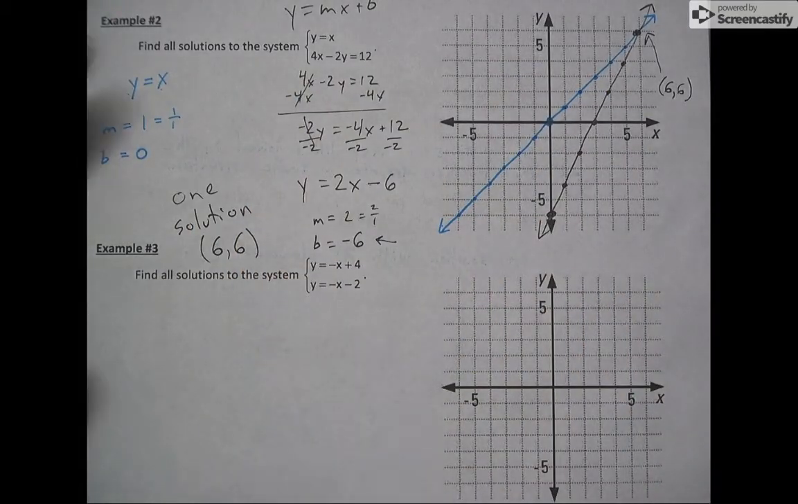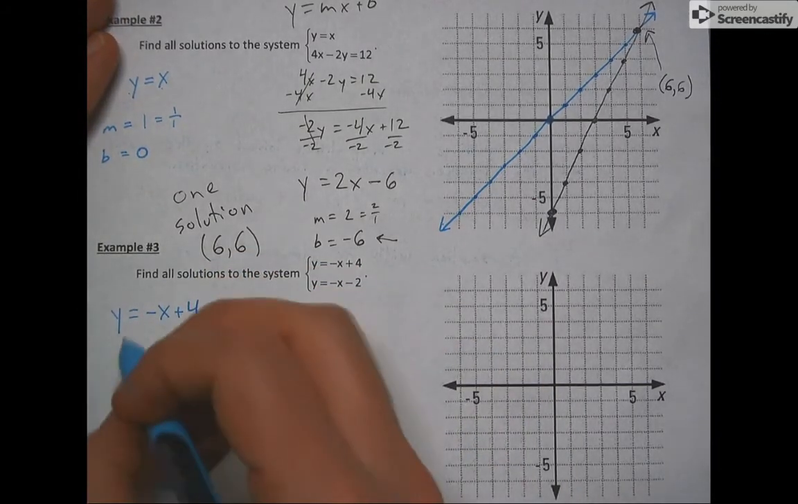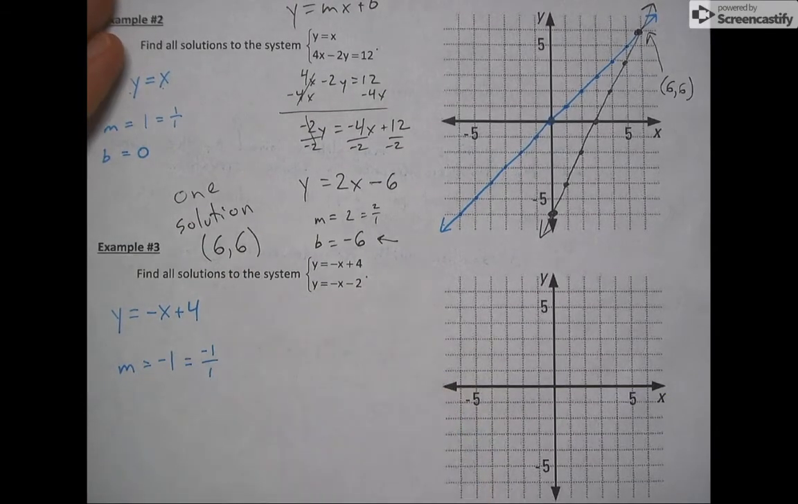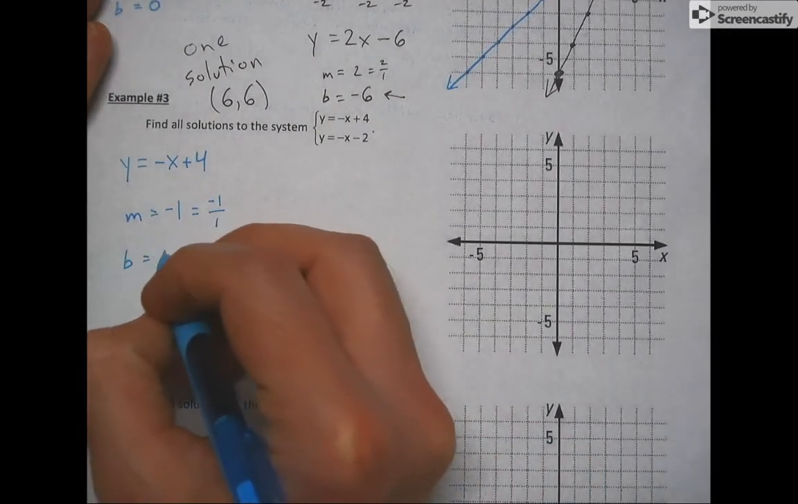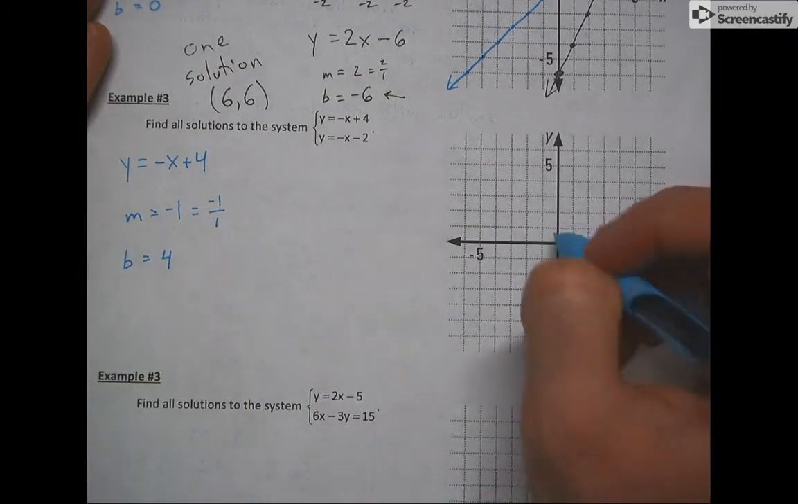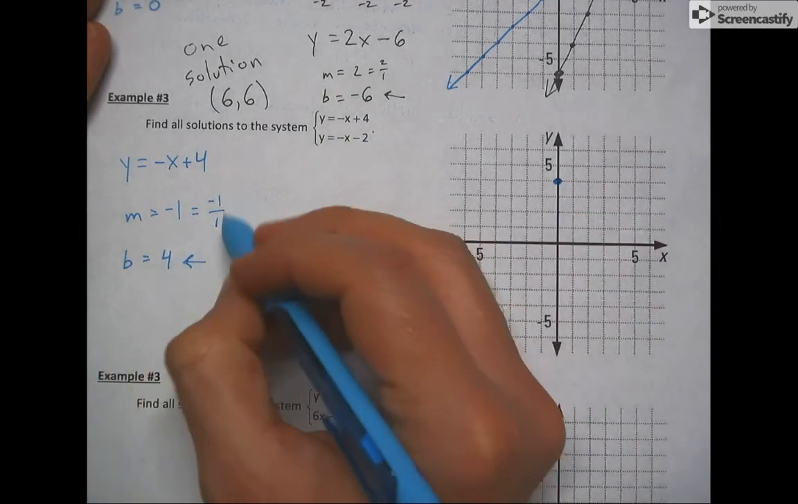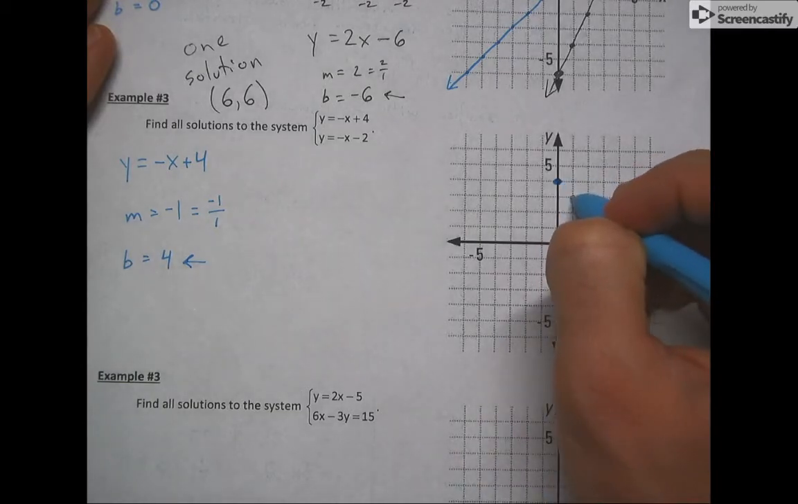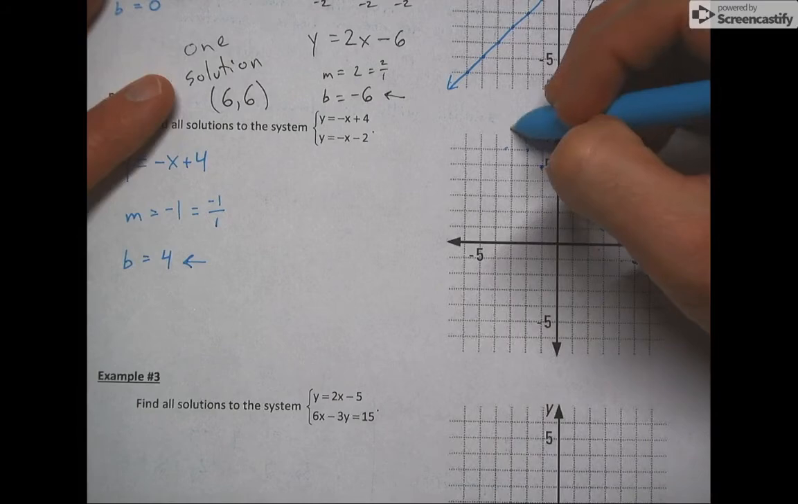Here's a different one. If I have y equals negative x plus 4, my slope is negative 1. That's negative 1 over 1, so down 1 over 1, down 1 over 1. And my y-intercept is 4, so I'm starting at 4. That's where it hits the y-axis. Now I'm going to use this slope of negative 1, down 1 over 1, down 1 over 1, all the way across this graph. So it looks like this.